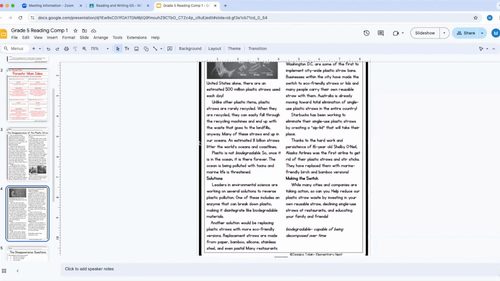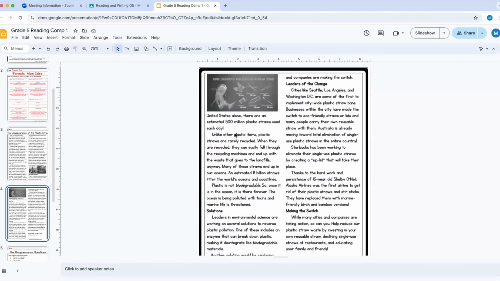Solutions. Leaders in environmental science are working on several solutions to reverse plastic pollution. One of these includes an enzyme that can break down plastic, making it disintegrate like biodegradable materials. Another solution would be replacing plastic straws with more eco-friendly versions. Replacement straws are made from paper, bamboo, silicone, stainless steel, and even pasta. Many restaurants and companies are making this switch.